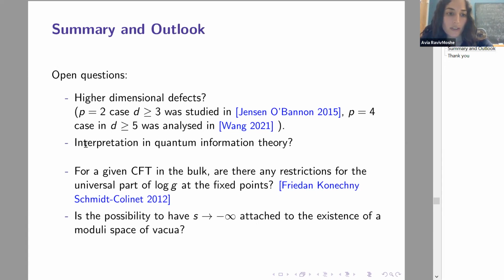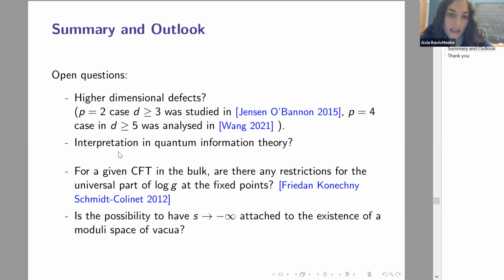Now, there is the open question that I already mentioned about whether there is an interpretation of this formula in terms of quantum information theory. Another interesting question is the following. If we have some CFT in the bulk, are there any restrictions on the universal part of log g at the fixed points? Meaning we know that the defect entropy S decreases, and the question is whether there is a bound on the lowest value, given some assumptions about the spectrum of the bulk.